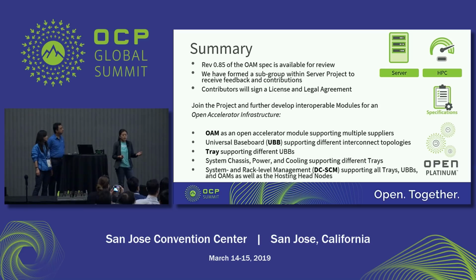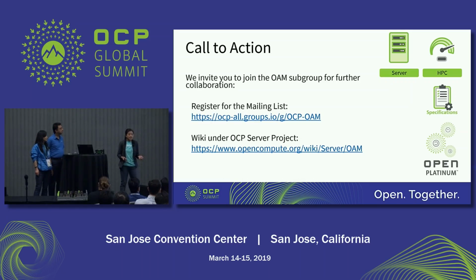So we are already at version 0.85 of the OAM spec. This is now available, the specification plus the entire package, on our wiki. We are also going to create a subgroup within the server project group to collect further feedback and collaborate on the OAM spec as well as the surrounding specifications for the system. We definitely invite you to join our mailing list and join our group. Here are the links for the mailing list as well as the wiki for the project. On the wiki is the specification, as I mentioned.